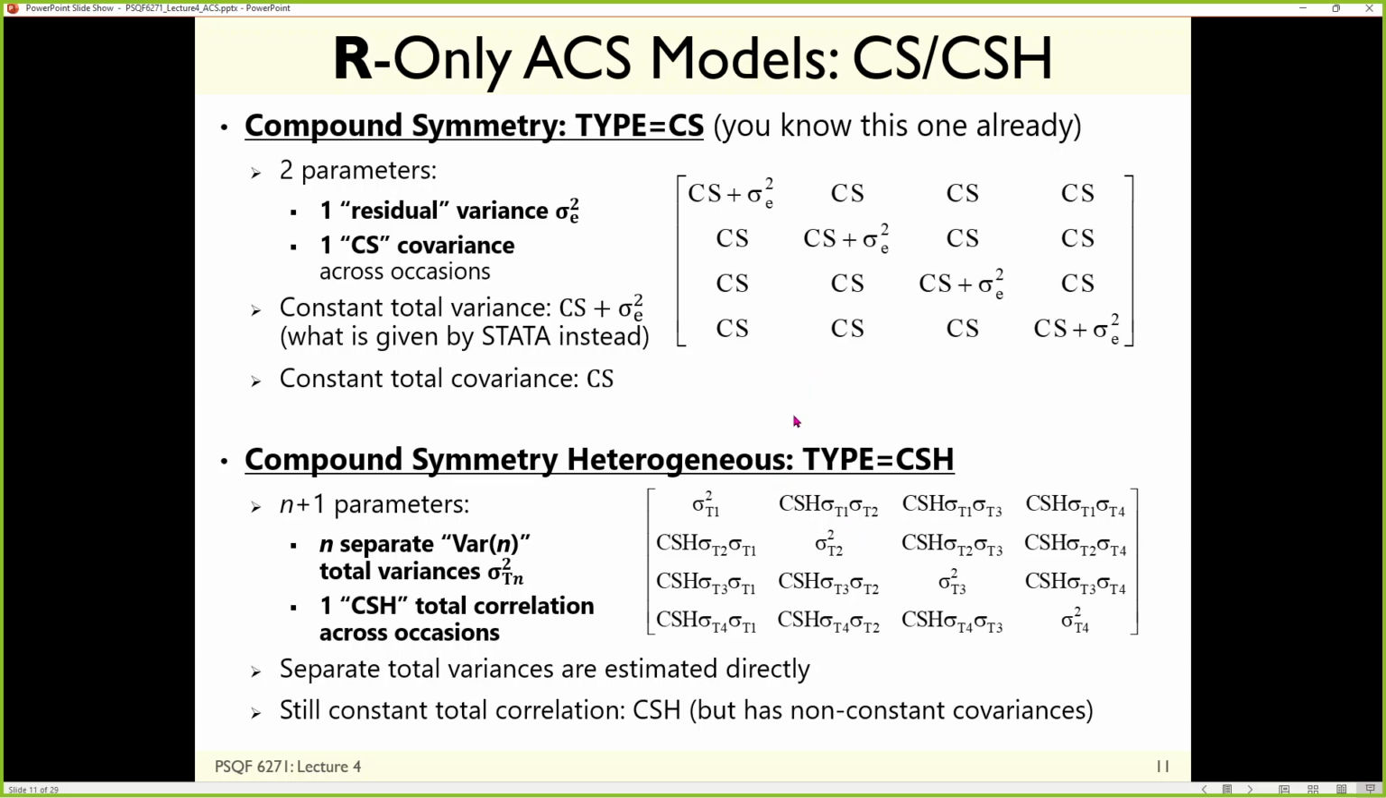So note the parameterization on the bottom here. We have a total variance at each occasion. We have CSH as a common correlation, which then gets multiplied by the standard deviation of each corresponding occasion to create the covariance that goes with it. So the CSH is locked down. The variances and their corresponding standard deviations can vary across occasions. So different variances, but a common correlation creating different covariances within these choices. There's two options for you.